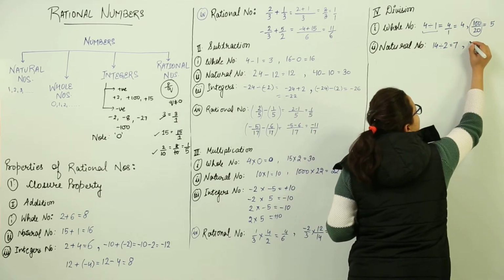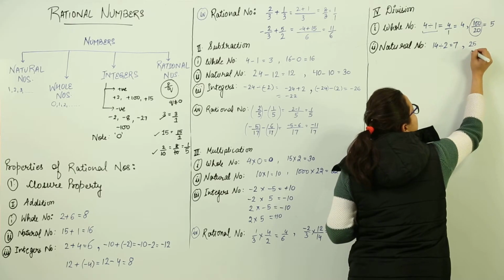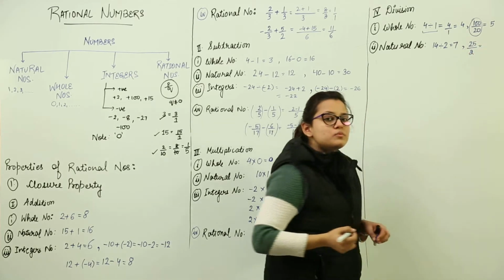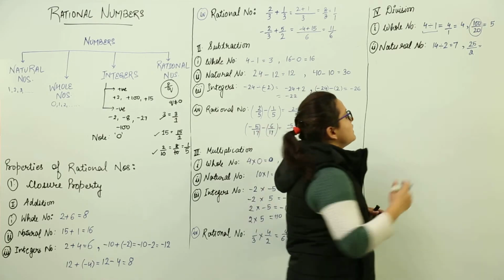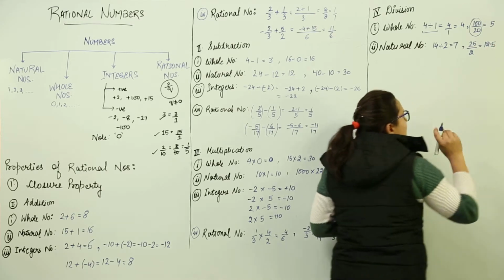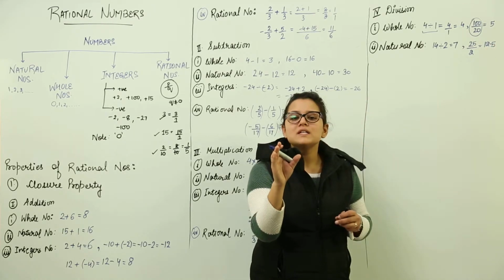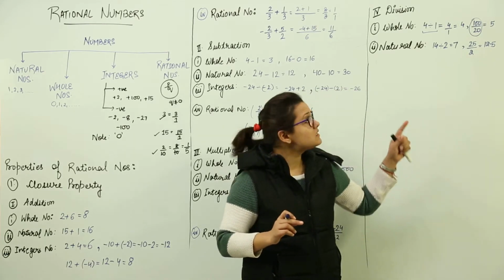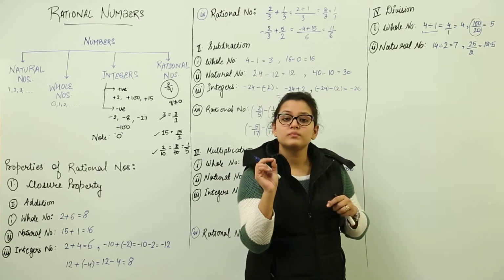Another example, quickly. What do we get when we divide 25 by 2? What is it going to be? Quick enough. Yes, it's going to be 12.5. Now, I am thinking that some of you might have a doubt. Now, this has become a decimal. Is it a natural number or not?